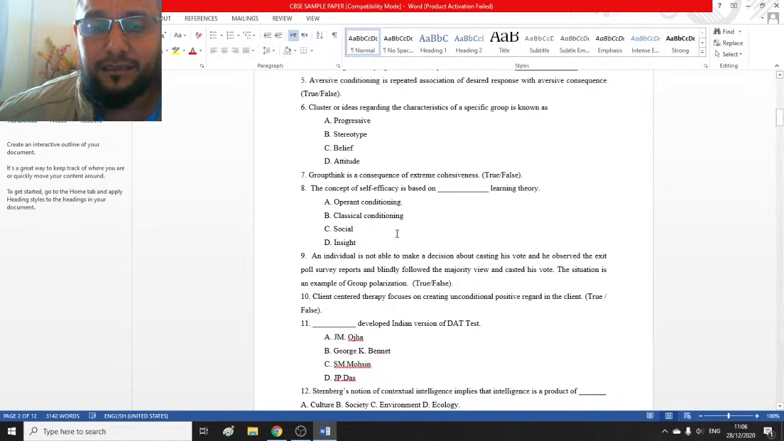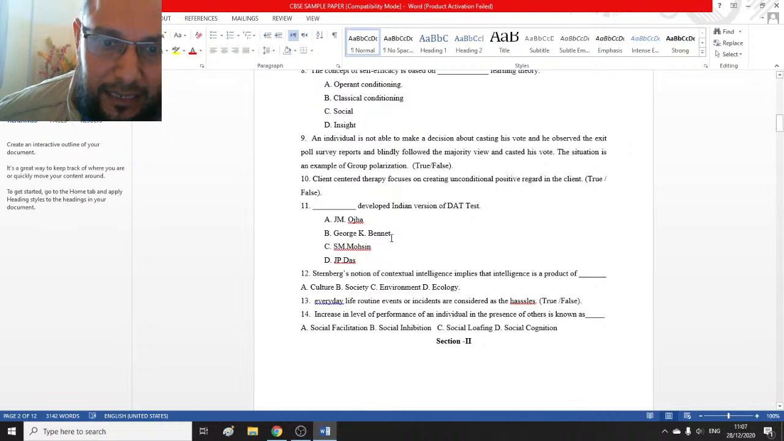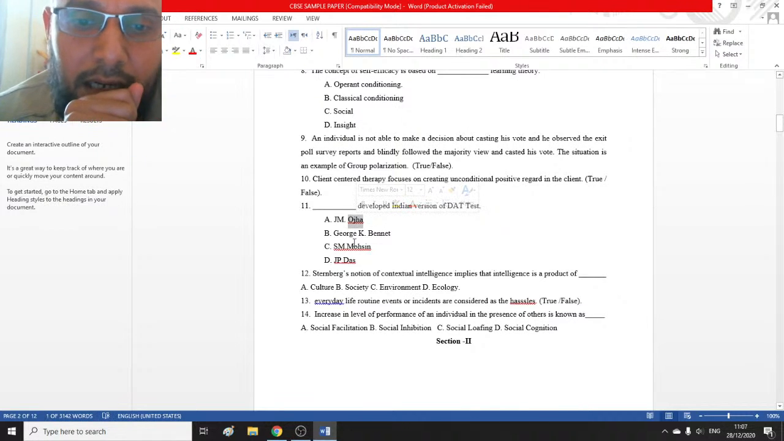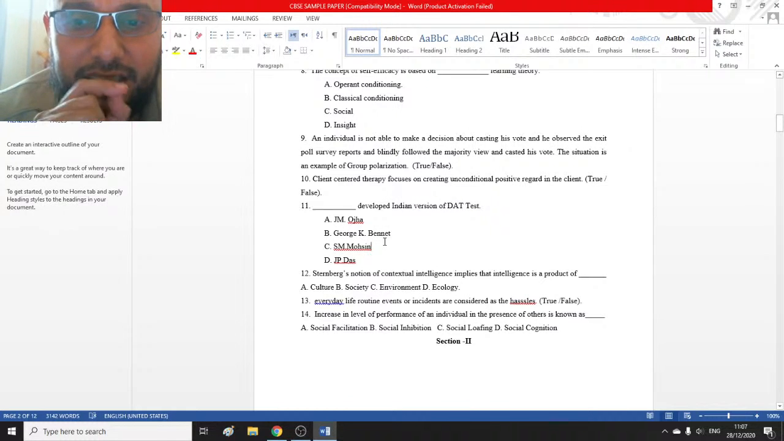Now the question number 11: dash developed the Indian version of the DAT test. You know, the Indian version of DAT, the Differential Aptitude Test battery. DAT was developed on the basis of the primary mental abilities theory of Thurstone. So the Indian version of DAT is by option A here, J.M. Ojha. I gave this name also, George K. Bennett, the actual person behind the development of this DAT.